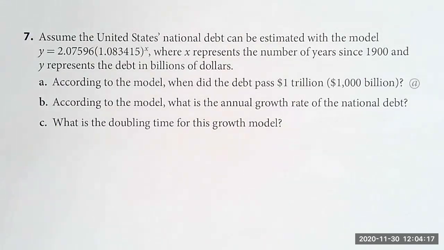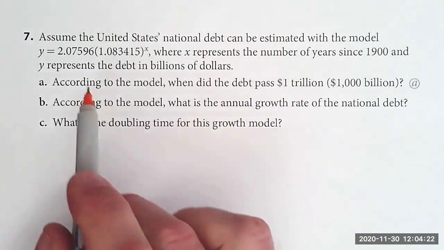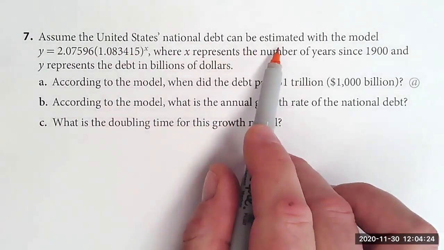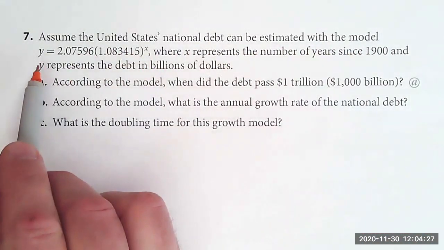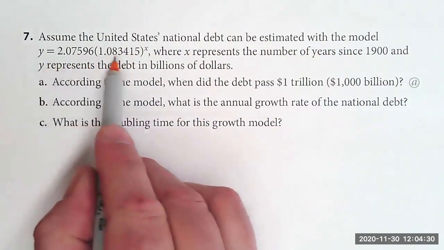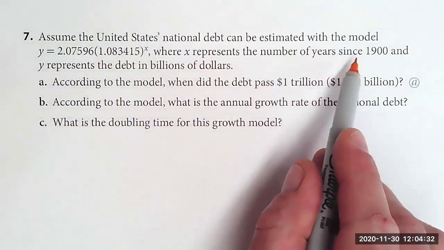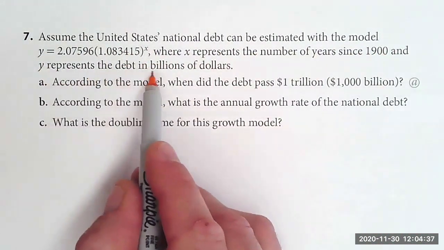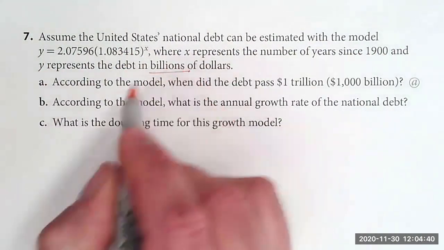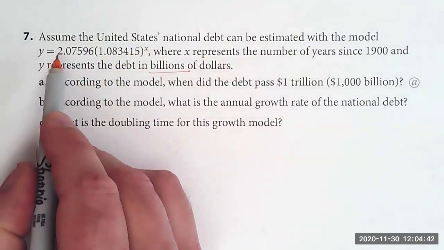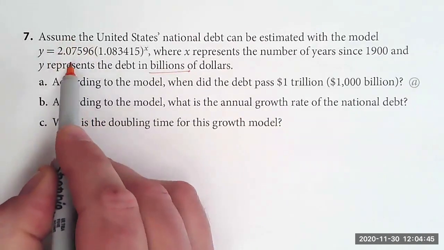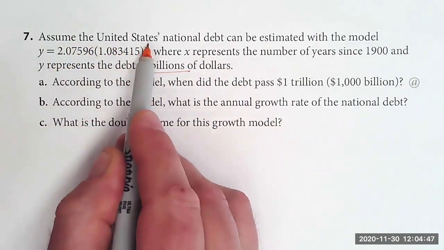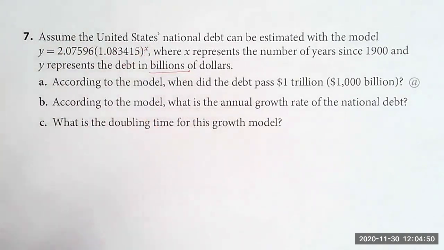This is the first of 3 problems that you should know how to do. This one says to assume the United States national debt can be estimated with this model, the equation, where X represents the number of years since 1900 and Y represents the debt in billions of dollars. So this billions times rate, X number of times, years since 1900, gives us Y.